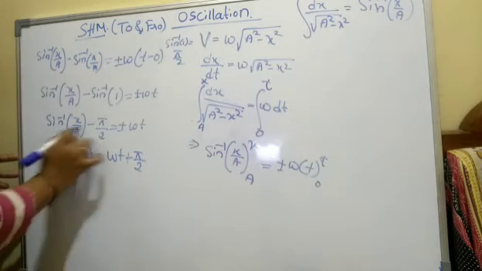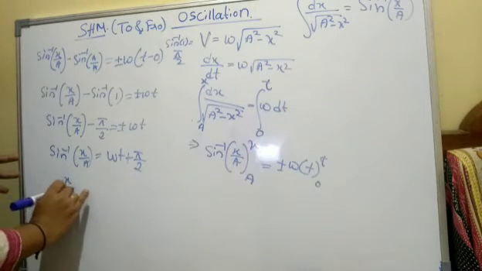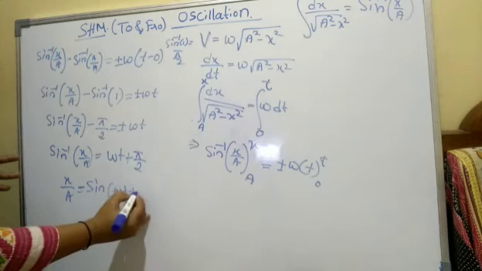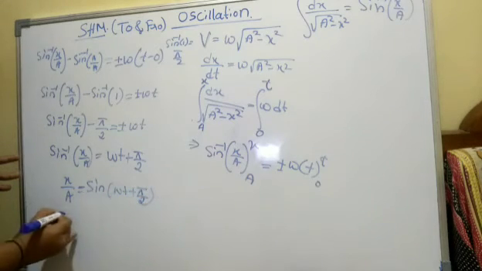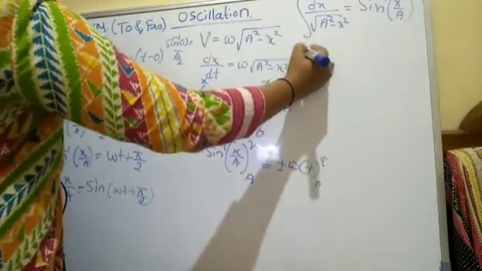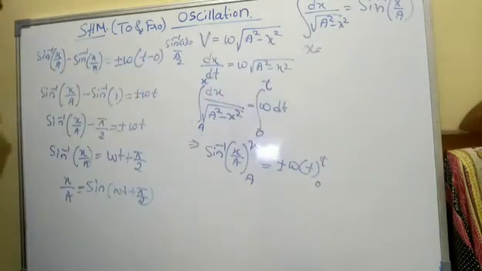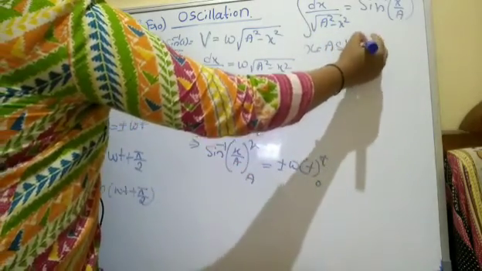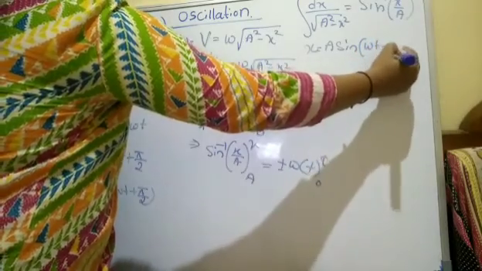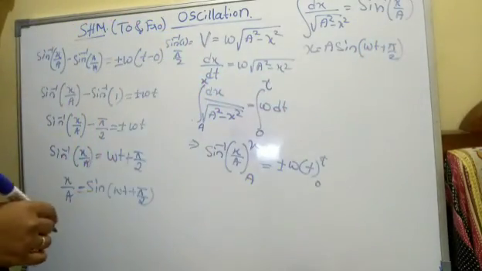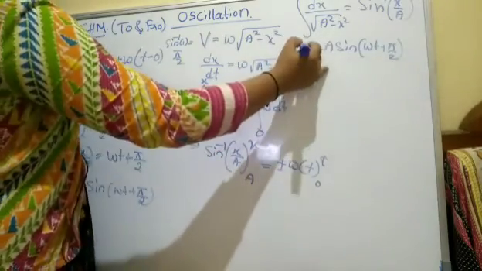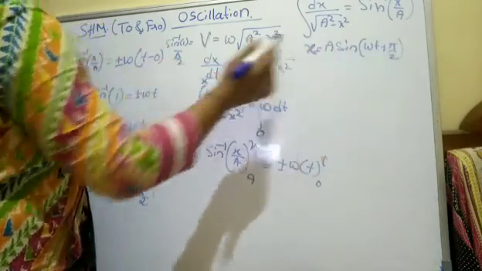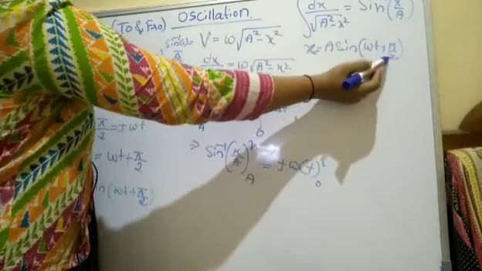Next, I will transfer this sign to this side. That means x by a is equal to sine of omega t plus pi by 2. Right? So as we move here, x is equal to a sine of omega t plus pi by 2. Right? So how it is? This is in the form of sine theta plus something else. Maybe it is pi by 2, that is 90.